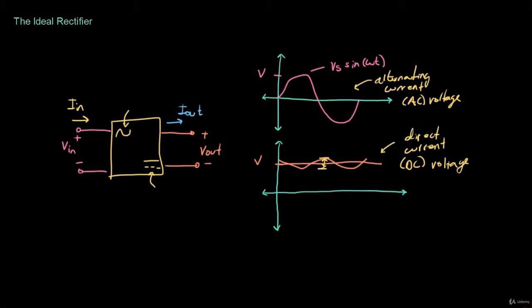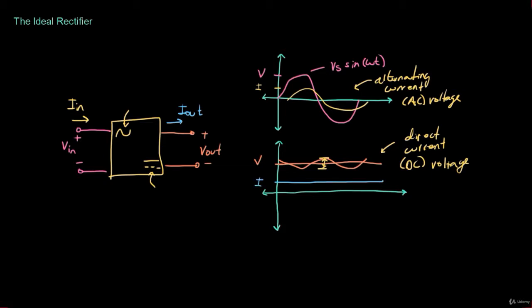Now we can say the same for the current. So if we have a current that looks like this, so it's a sinusoid slightly delayed from the input voltage, for example, and has a peak magnitude of I, then we would want the output current to also be a flat DC current with a peak magnitude of I.